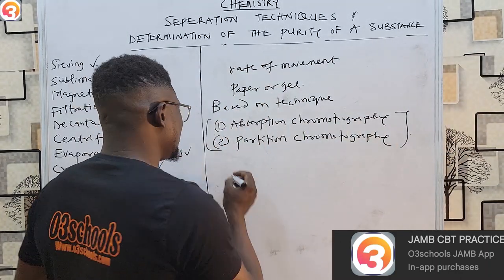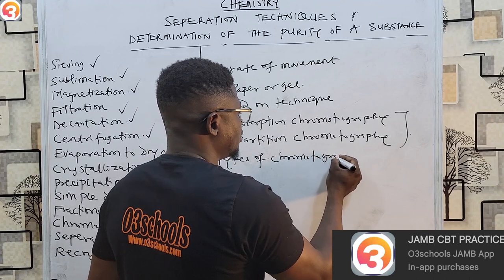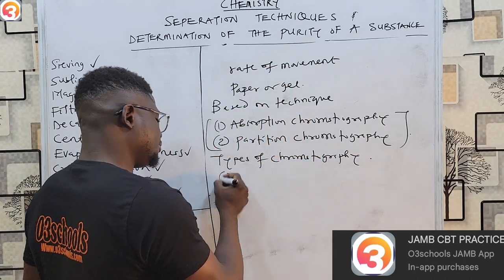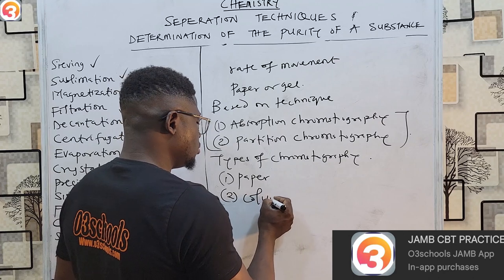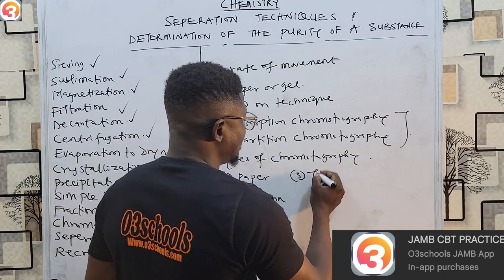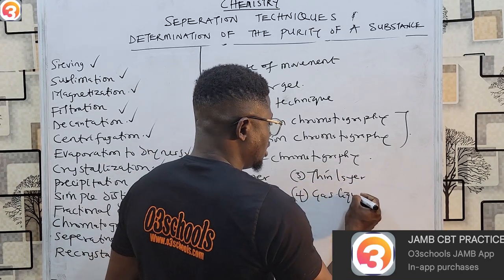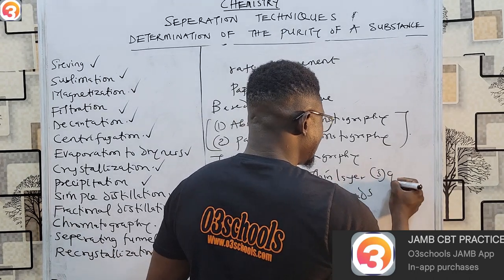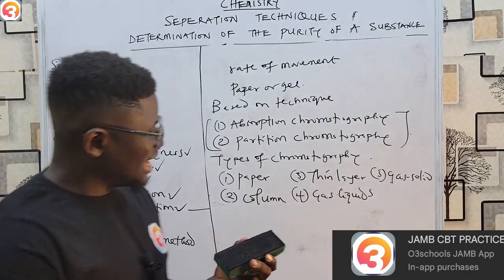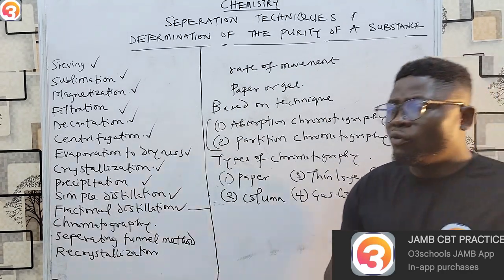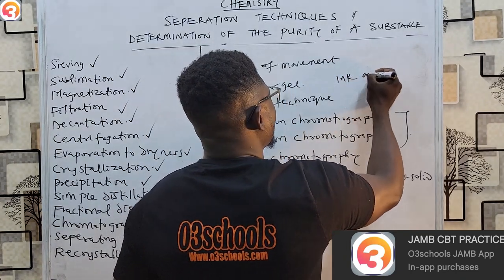Also, we have different types of chromatography. The types of chromatography include: one, paper chromatography; two, column chromatography; three, thin layer chromatography; four, gas liquid chromatography; five, gas solid chromatography. So these are the types of chromatography that we have. Now, the constituents of ink and chlorophyll can be separated by chromatography. Ink and chlorophyll.